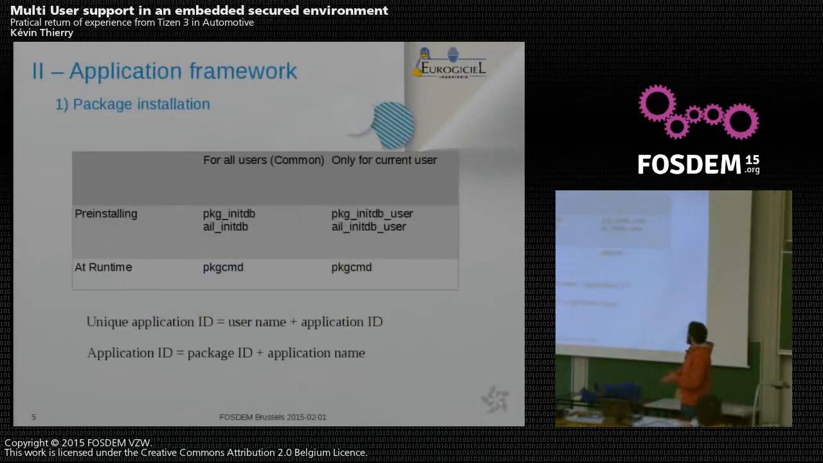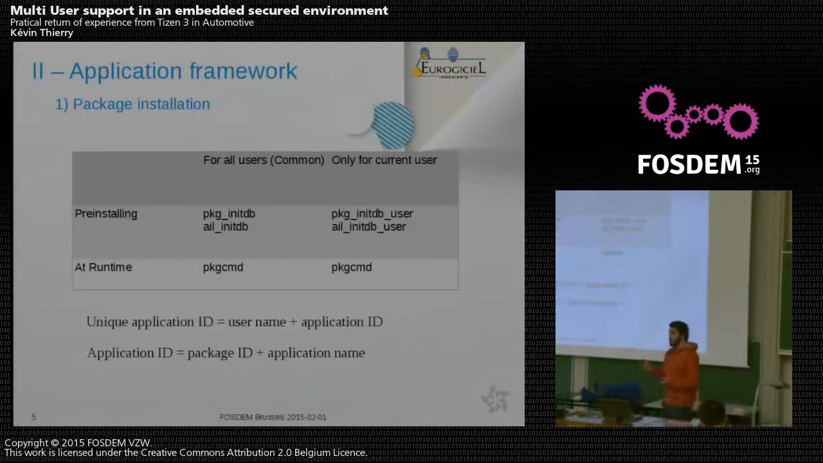Regarding package installation, we have what is called pre-installing. Pre-installing, in fact, means we are going to copy the package from a shared area to a user area. Basically, the user area is the home of each user; each has its own home. Pre-installing is copying the files and initially the databases. We have a database for the package and the application. And when we want to install it, we will use the pkgcmd command to really install the application so we can launch it after.